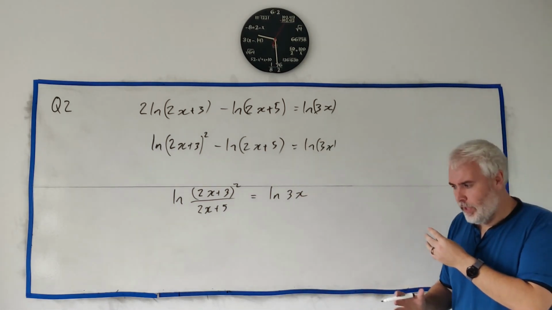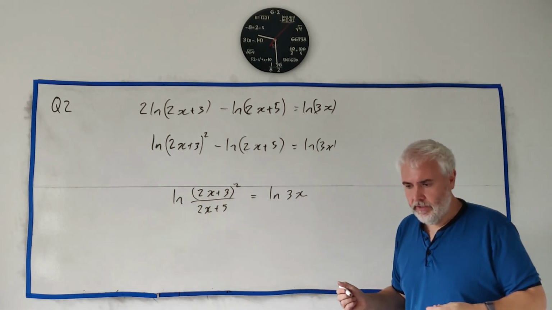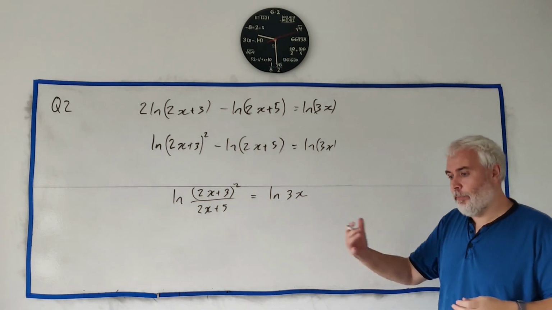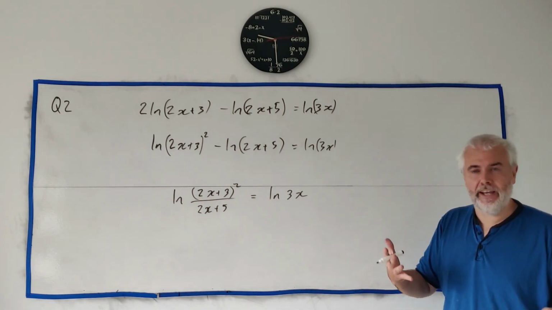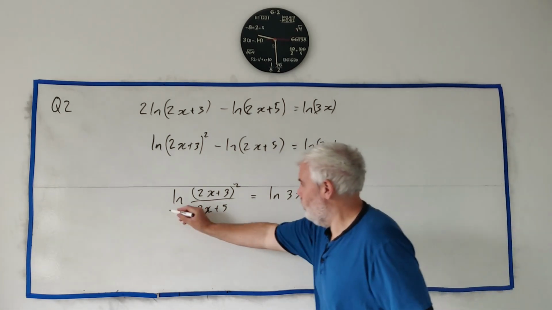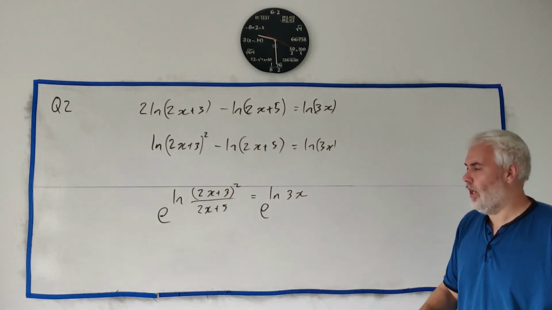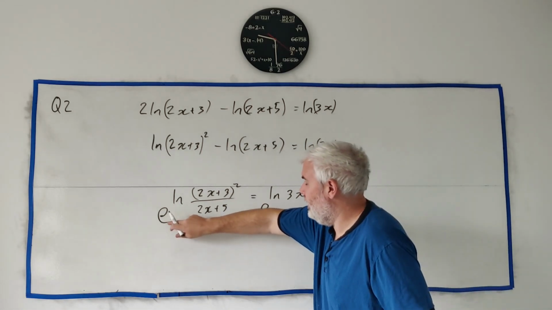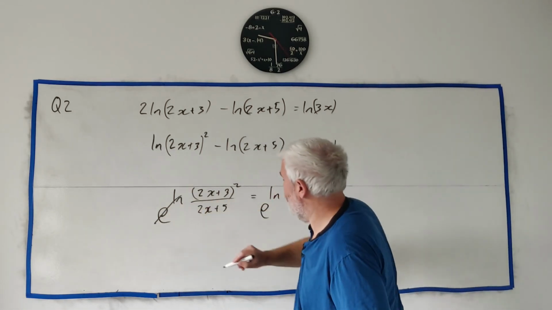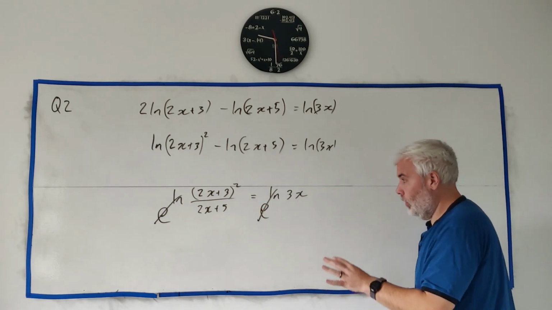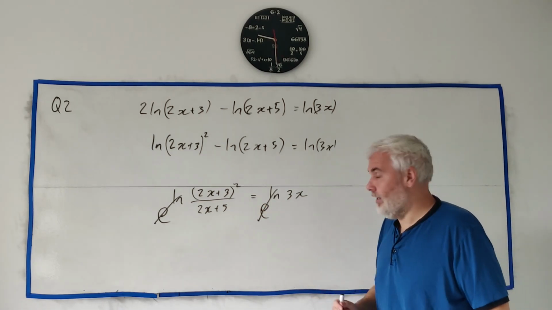At this point, we have natural logs on both sides. How do we get rid of natural logs? We'd put both sides to the power of e. So basically, we put an e here on both sides. We're being equal to both sides, so that's okay. And the e and the log destroy each other. We're just left with a normal algebraic equation in x.